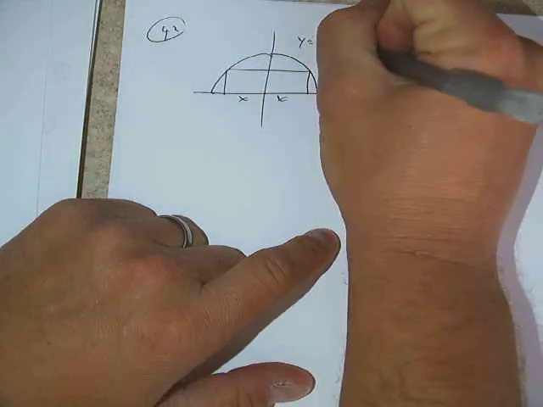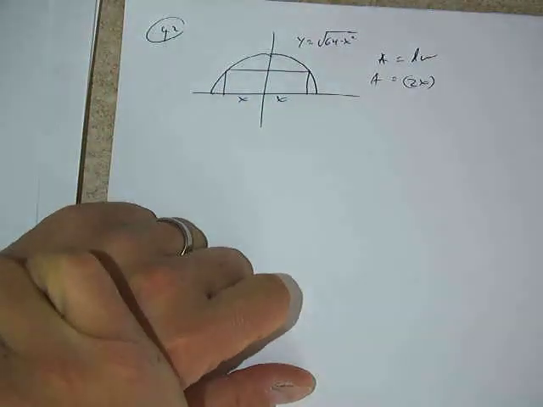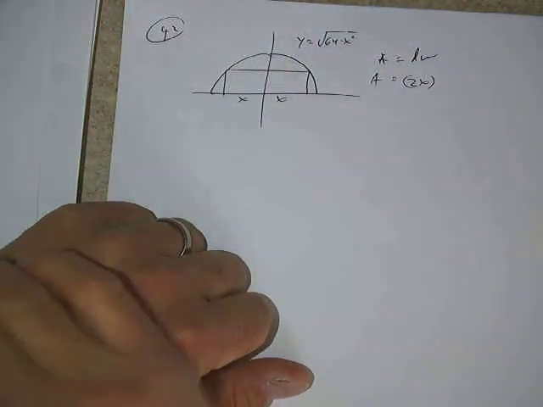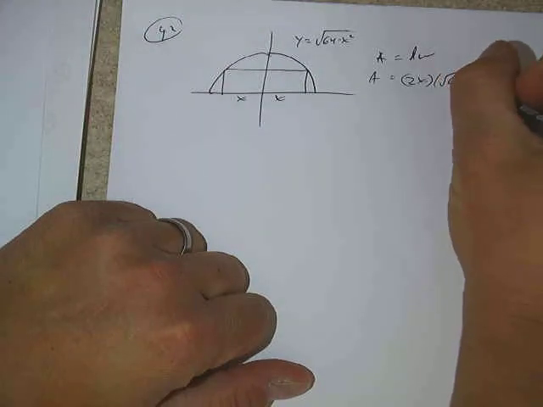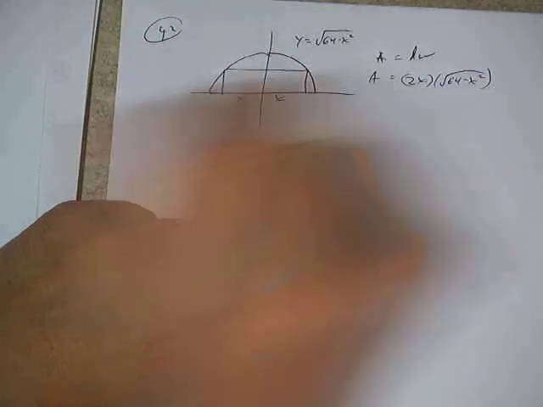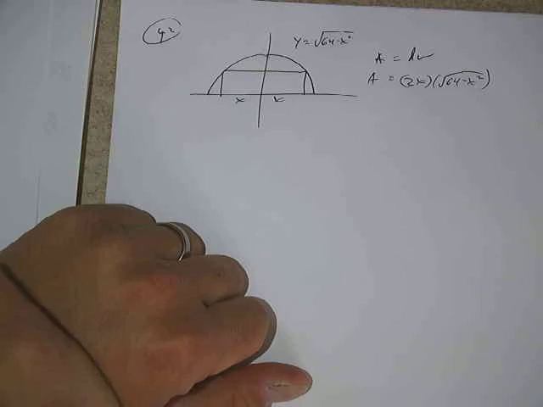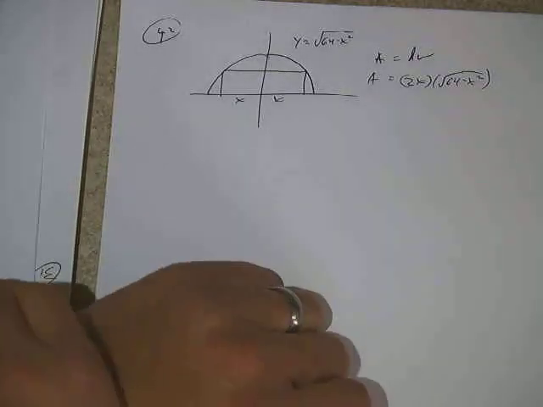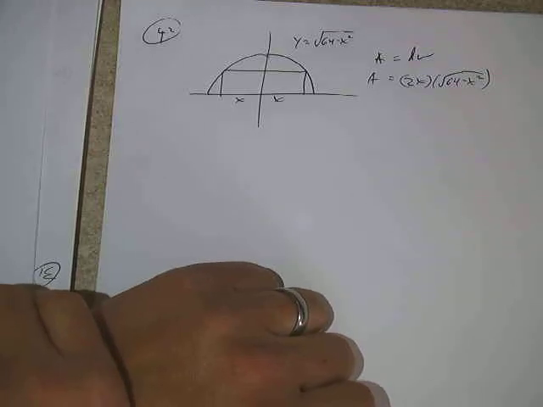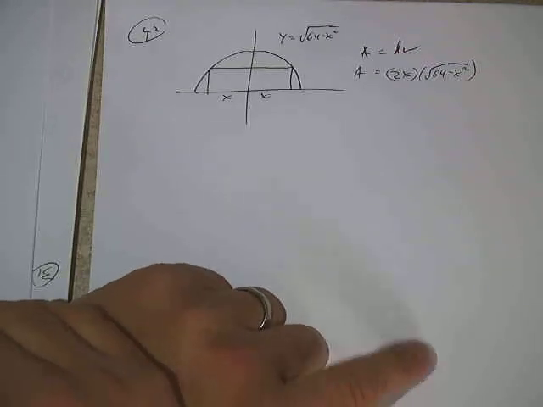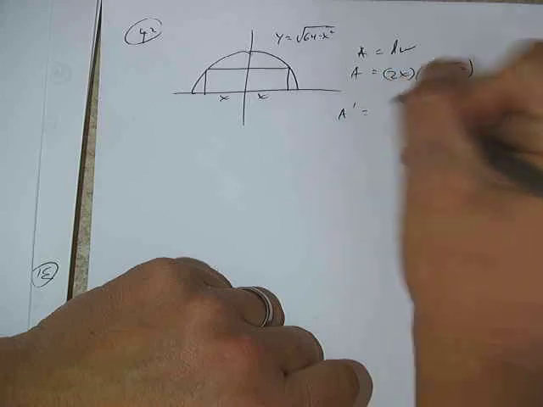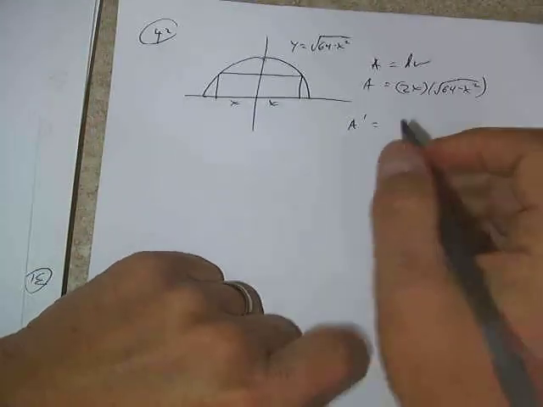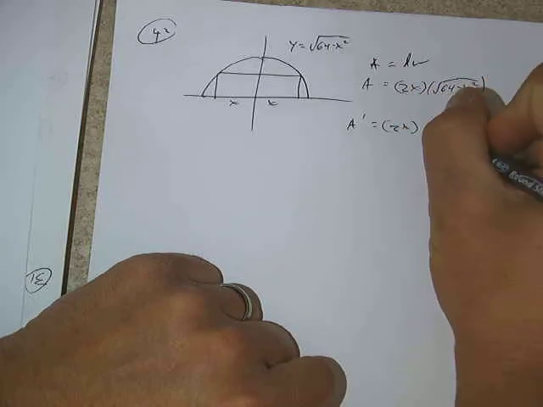On 42, we have a rectangle inscribed in a semicircle that has radius 8 and lies on one side of the diameter. So essentially we have that situation. We want a maximum possible area for that rectangle. Remember, to maximize an area, you need to first write the equation. In terms of x, this would be 2x for the length.